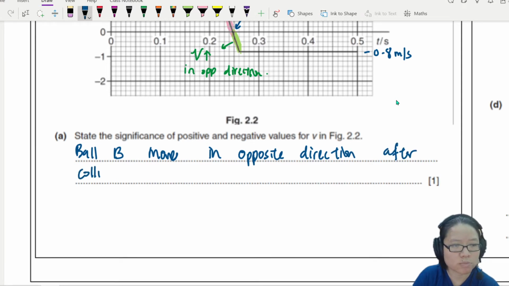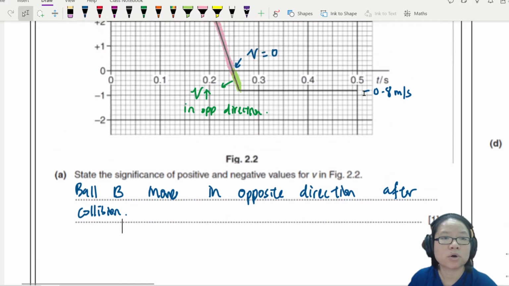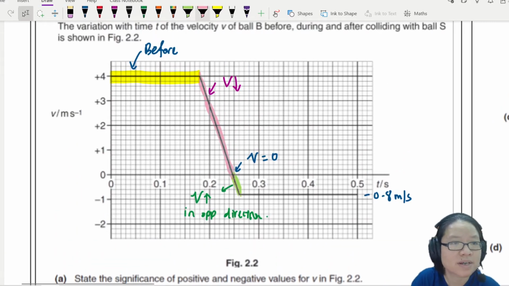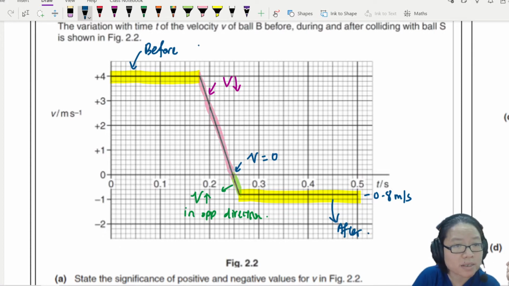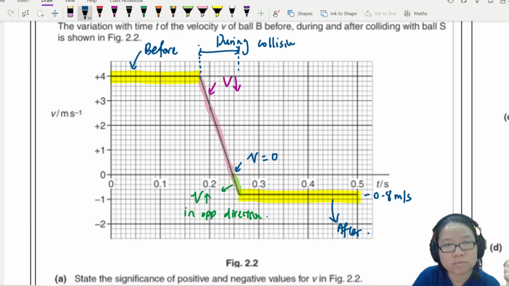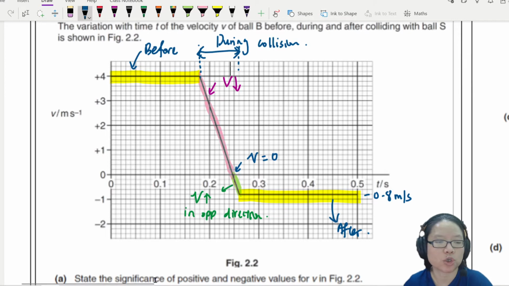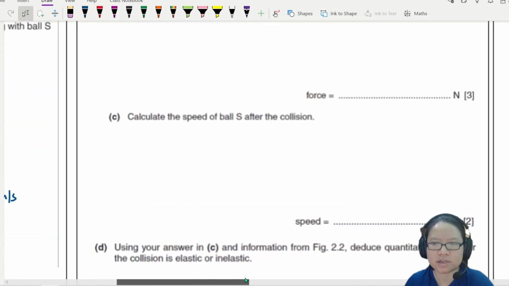Speaking of which, I probably should label where it's before, during, and after. This is before. Everything in the back here is after collision. And then this part here, from here all the way to the point where it changed, which is here, from here to here is during collision. Okay, this part here is during. Let's continue.